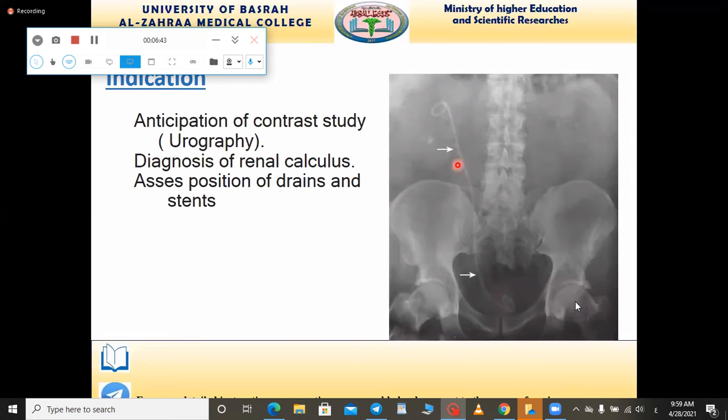In urology, we widely use stents, different types of stents, drains, and catheters. So what is the proper way to diagnose that the stent is present? What is the proper way to diagnose this stent in its proper site? It is by simple KUB.